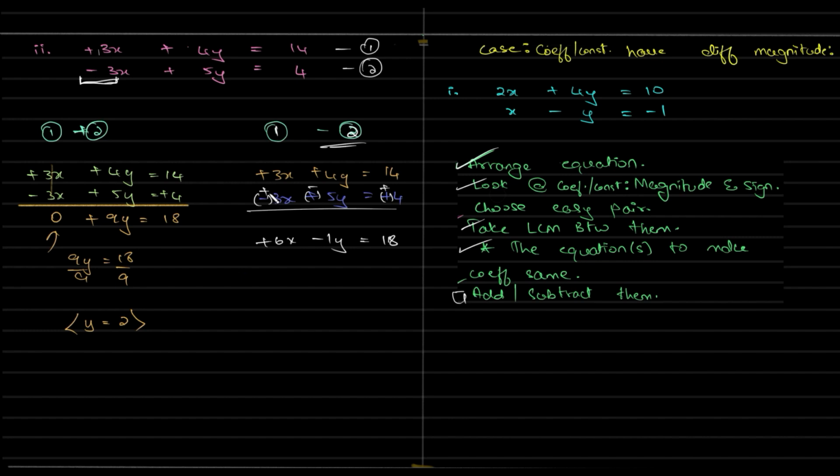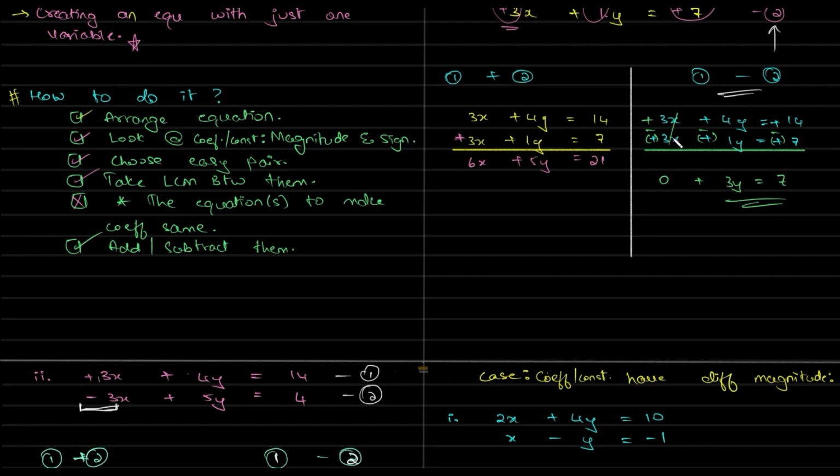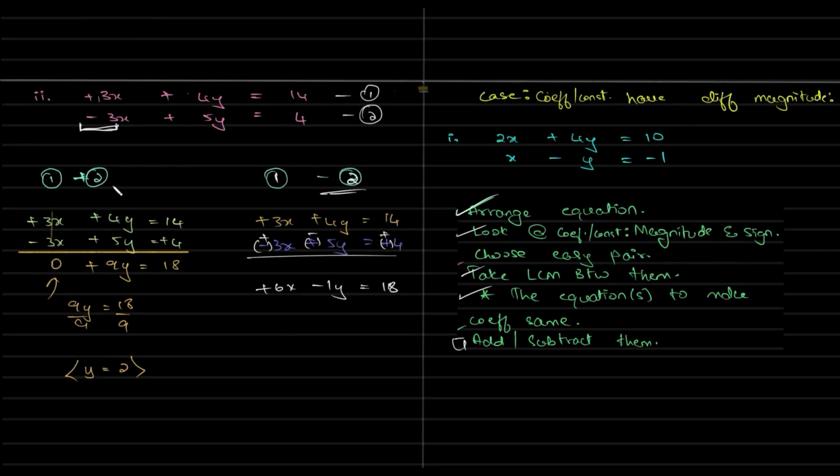So yeah, adding or subtracting depends on what equations we have. Are the equations with the same sign or different sign? If they're of the same sign, we need to subtract. Like in this case, if they're of different sign, we can add, right? The point is we have to eliminate one of the variables. So there are cases wherein the coefficients or the constants have different magnitude. Like here, 2x, 1x, plus 4y, minus 1y, 10 and minus 1. Here we can't handle it the way we did over here. We have to do a few more things. So that will be explained in the next video.